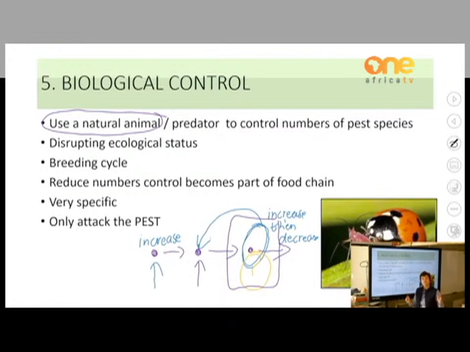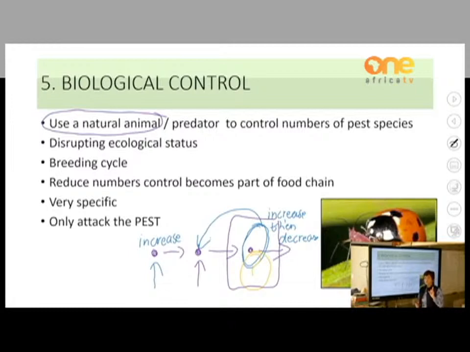Many times they can only fight on the breeding cycle, like a fish in a pond that eats the mosquito larvae. They help to slow the breeding cycle, but eventually they will reduce the number as this enemy becomes part of the food chain. They must be very specific in order not to eat all the other insects of the environment that may be a pollinator, but only attack the pest. Keep that in mind when you want to do research for a biological control.